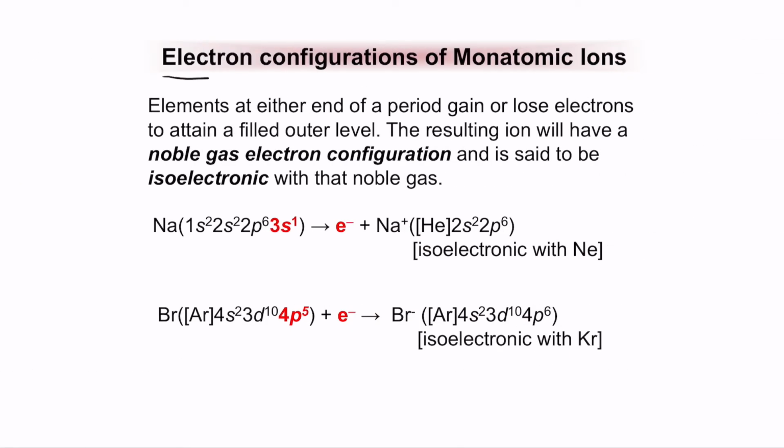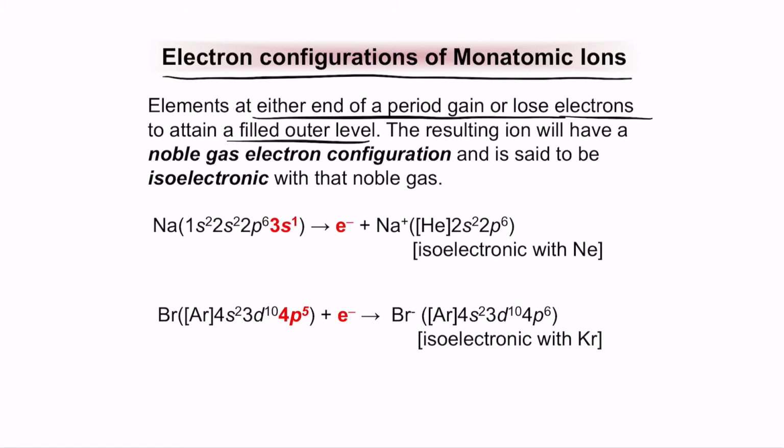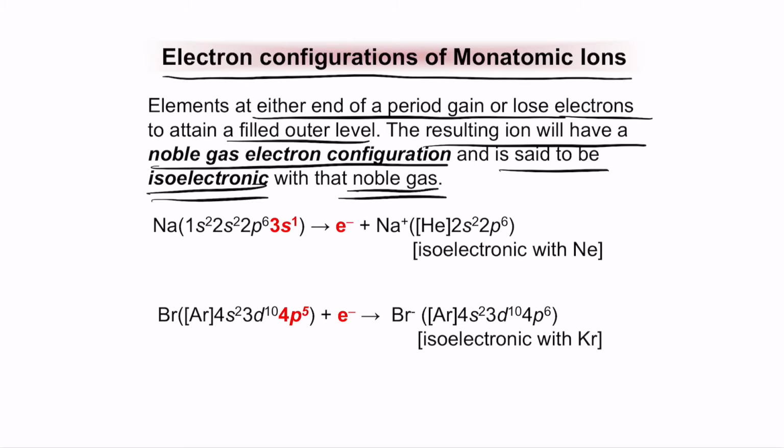Next, let's talk about electronic configurations of monatomic ions. When you have an ion, how do you write the electronic configuration? Elements at either end of the period can gain or lose electrons to attain a filled outer level. The resulting ion will have a noble gas electronic configuration, which is generally called isoelectronic configuration with the noble gas. For example, when you take sodium and remove one electron, it becomes Na+, which has the same electronic configuration as that of neon.